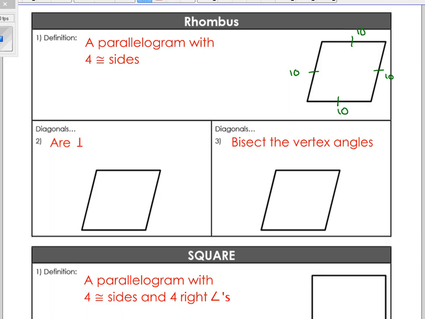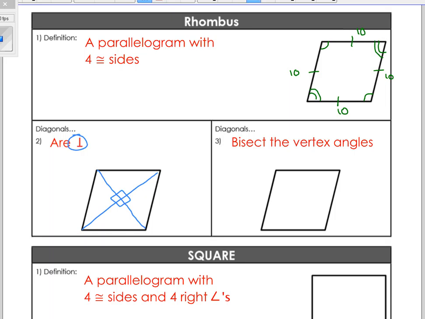You still have opposite angles are congruent, so this angle is congruent to this angle, and this one is opposite and congruent to this angle, so you still have all those rules. Another property that you have is the diagonals in a rhombus are actually perpendicular to each other. That means when you draw your diagonals, perpendicular again means 90, so that means that all 4 of these angles are 90 degrees. So that'll just be other properties that we can then set up.